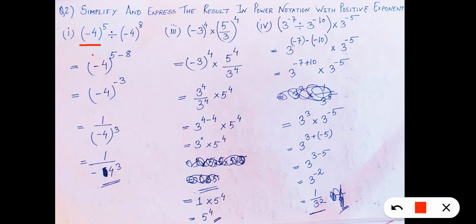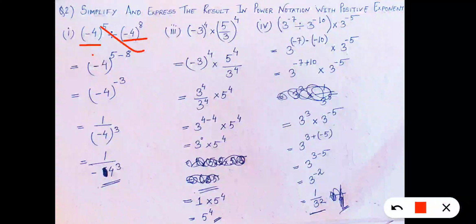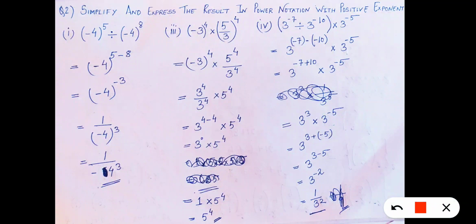minus 4 whole to the power 5 divided by minus 4 whole to the power 8. This is the second law of indices. If you check the introduction video, or I think you have written it in your copy also, this is the second law of indices. What the second law says is, when the bases are same and there is a division sign between the two same bases, then the powers will be subtracted. So we'll write only one base, minus 4, 5 minus 8. So it is 5 minus 8.